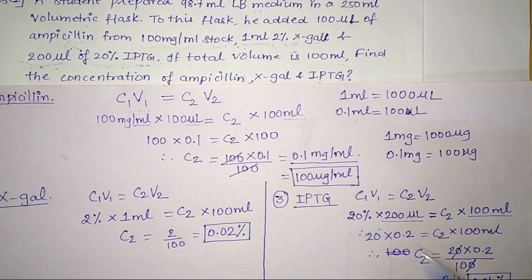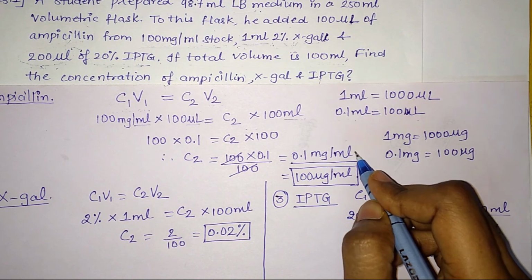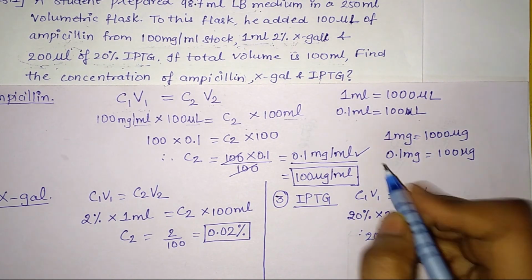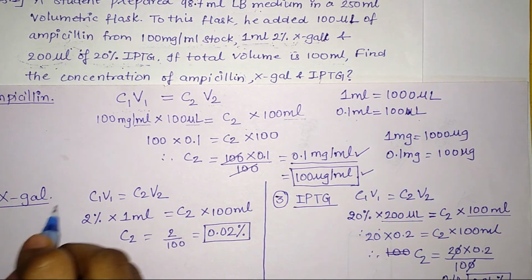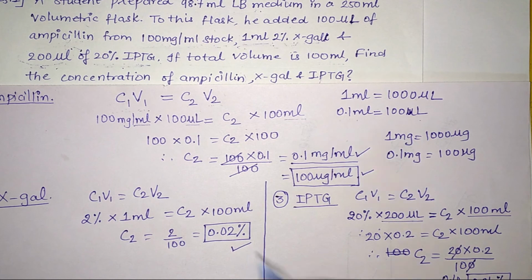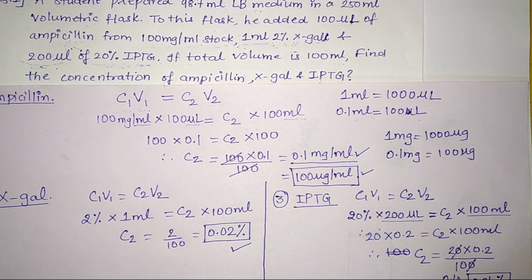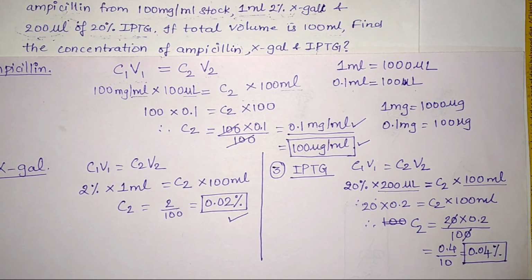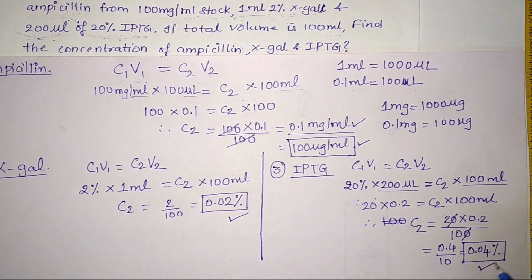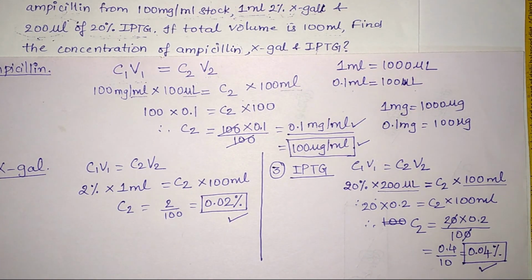Thus we have found the concentration of ampicillin to be 0.1 mg per ml or 100 microgram per ml, the concentration of X-Gal to be 0.02%, and the concentration of IPTG to be 0.04%. I hope, students, this question was understood by you all.